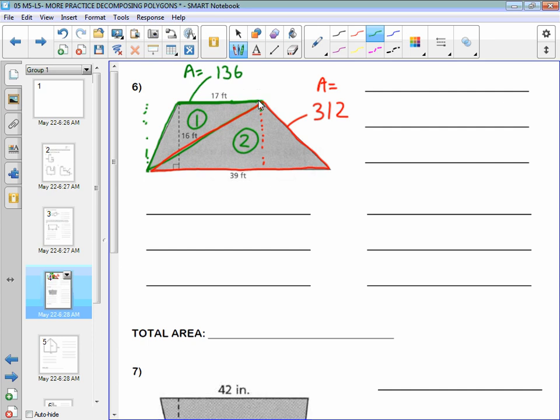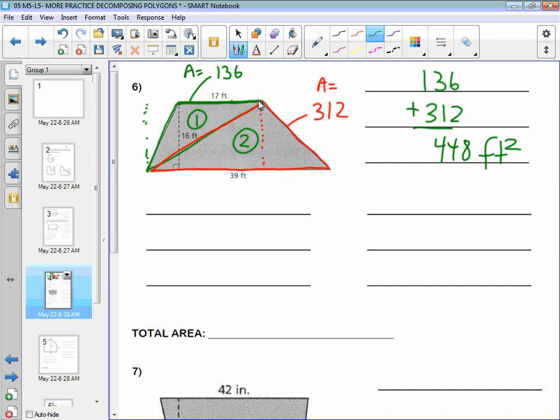Now all I got to do is add 312 and 136. If you add these two numbers together, you get 448 square feet. It's a hard one. This was like a hard one. I probably won't make one this hard on the test. Not like this.